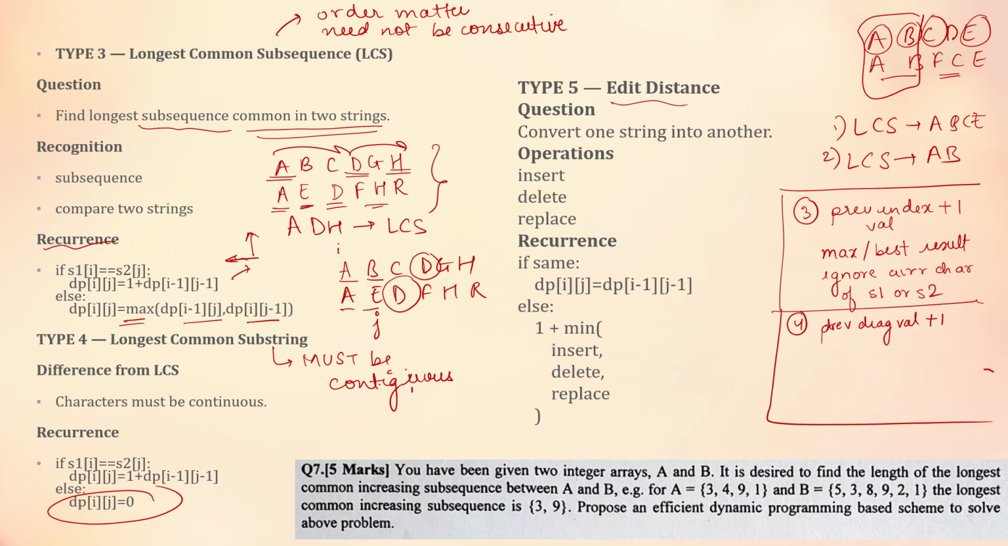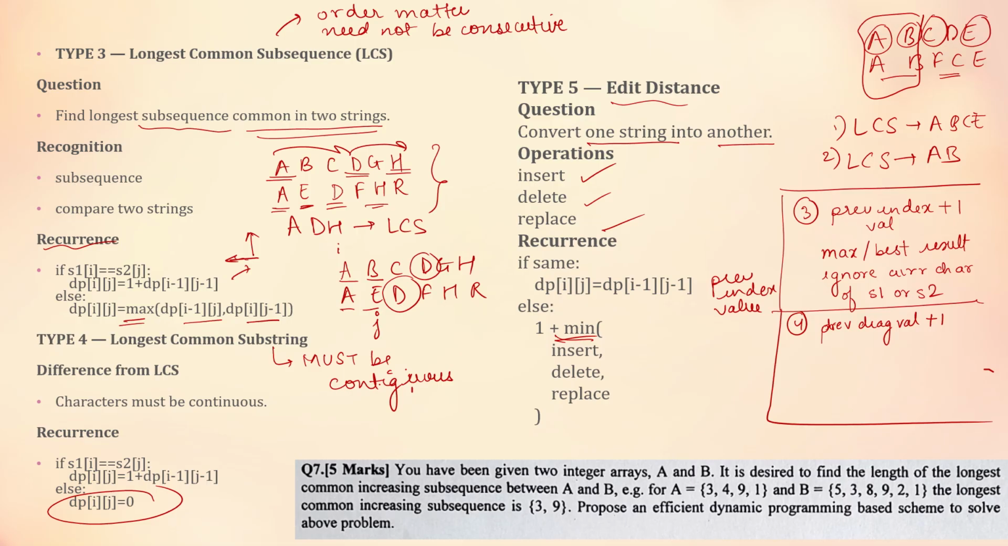Now edit distance. In edit distance, we convert one string into another by using insert, delete or replace operations. Now if it is the same, we replace it with the previous index value. Then if the characters don't match, you must perform one operation. Now you have three neighbors in the DP table. You have to pick the cheapest one. That is, we use the minimum operation here.